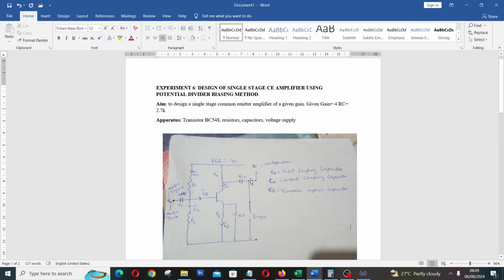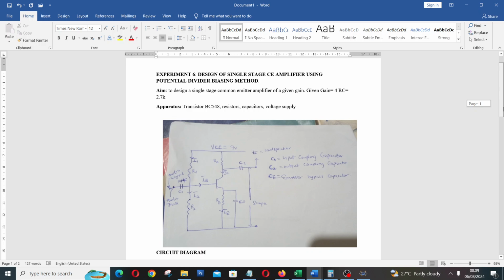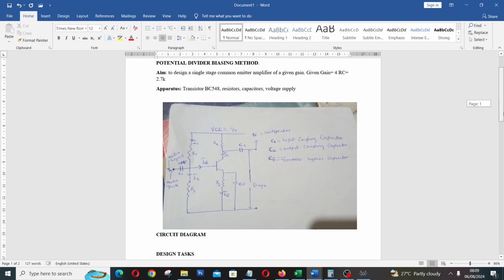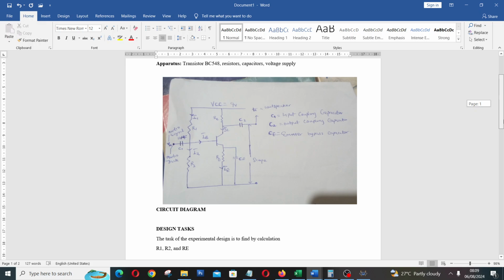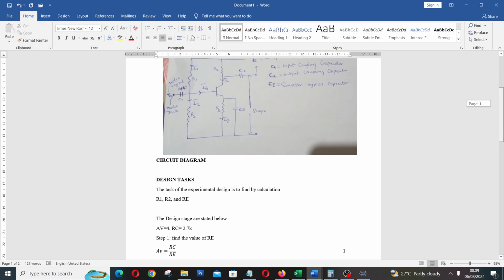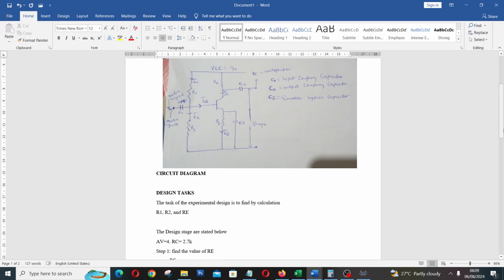The output of this transistor will be fed to either a loudspeaker or an oscilloscope, where we can physically measure the gain of the transistor. So the apparatus: the transistor is a BC548. We need resistors and a voltage supply. Then the design task is to find the values of R1, R2 and RE.